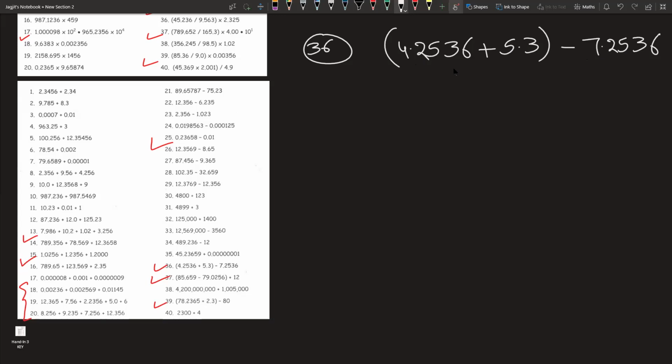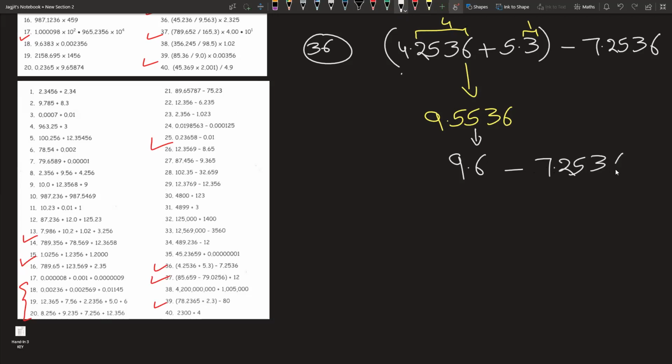4.2536 plus 5.3 gives you how much? This portion right here is equal to 9.5536. Okay, but now we need to tackle the numbers after the decimal. This one had 4 numbers after the decimal. This one only has 1. So the answer that I got for these should only have 1 number after the decimal. So this should actually become 9.6. And now we will do 9.6 minus 7.2536.